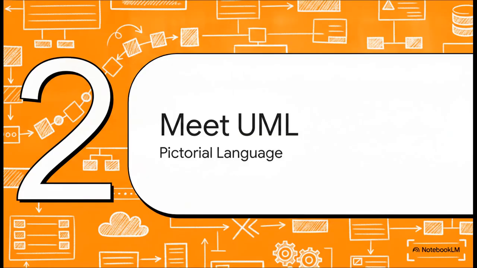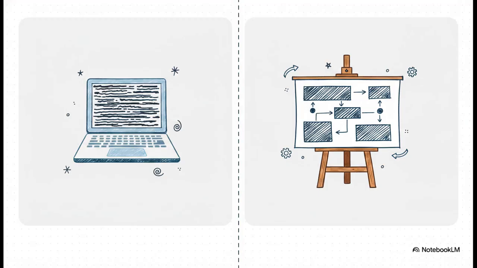Meet UML, the pictorial language. Okay, let's talk about UML, which stands for Unified Modeling Language. If you're a student just jumping into this, listen up because this is an absolutely crucial distinction. UML is not a programming language like Java, C++, or COBOL. Those are text-based languages that give final, executable instructions to a computer. UML is completely different. It's a standard pictorial language. It relies entirely on visuals to create system blueprints. You don't use UML to run your program, you use it to plan it.